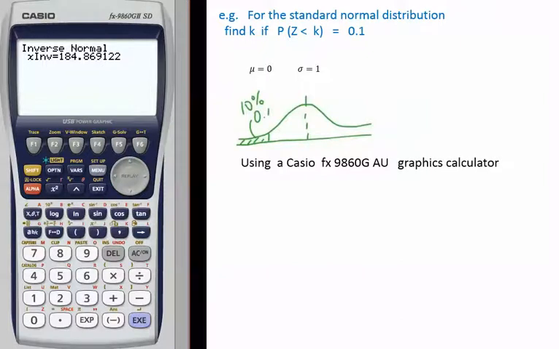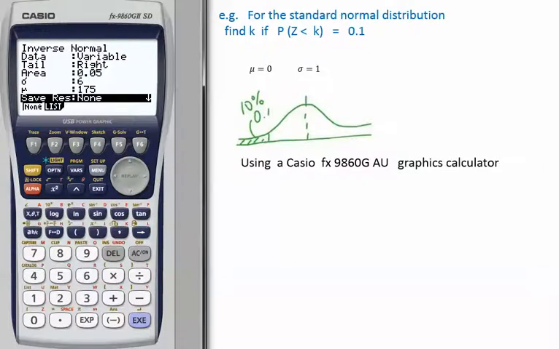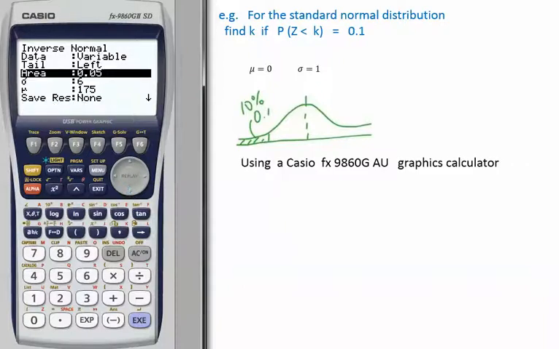So now going back. Now we know we're in the inverse norm section here, so we can just use that. Yes, it's a variable we're dealing with again. This time the tail is to the left. So we click on this button to make it to the left. The area now shaded is 0.1.